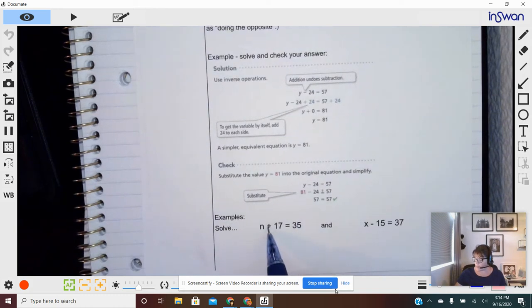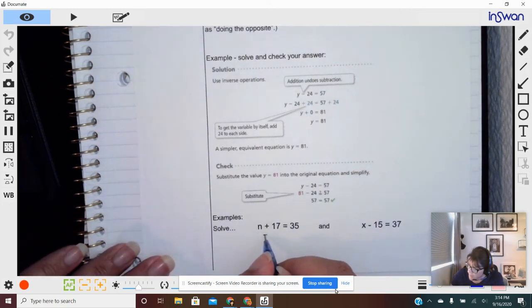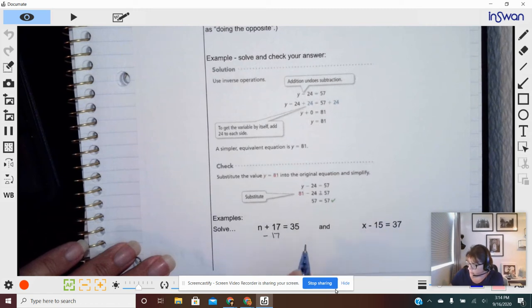Well, right now we have plus 17. The opposite of that, the inverse operation, would be a negative 17 or subtracting 17. So I'm going to keep my stuff all lined up here. Now, 17 minus 17, well, that's just nothing. They cancel each other out. That was the whole point of doing that.